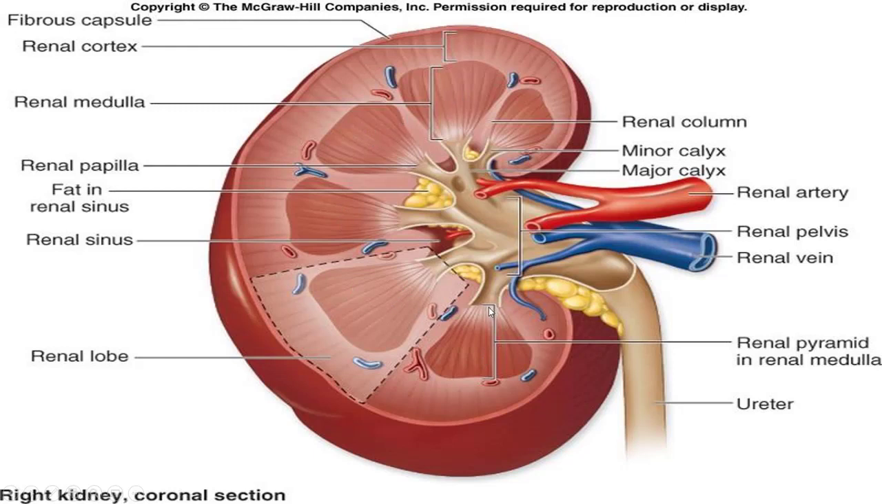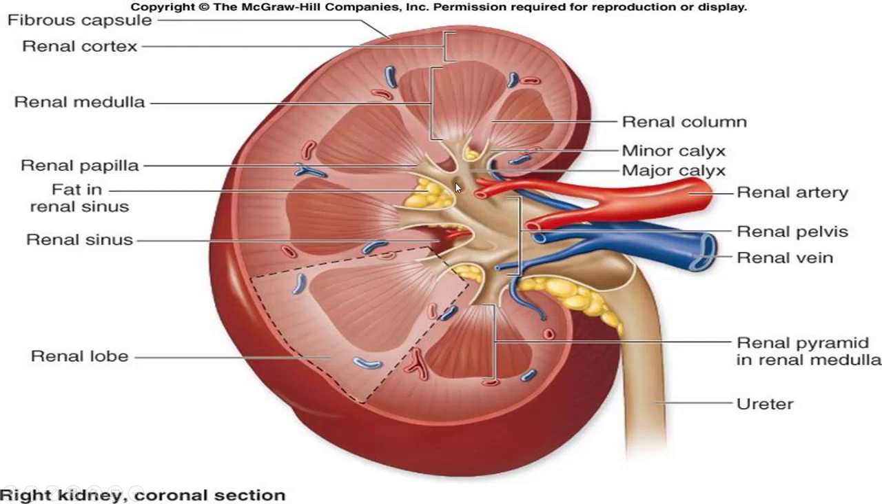See, at the tips of each one of these pyramids would be a calyx, a minor calyx. Then when you have several of those smaller minor calyces, they will form a major calyx. When you have several of these major calyces formed together, you have this entire basin-like structure here.